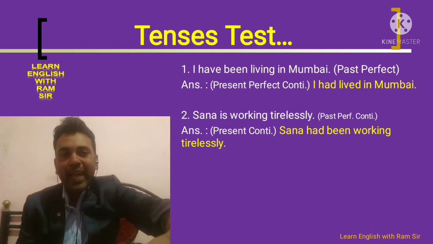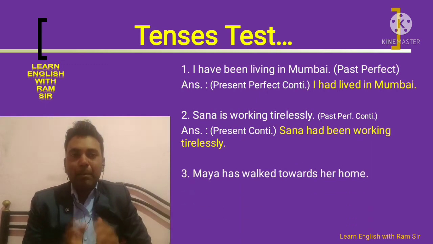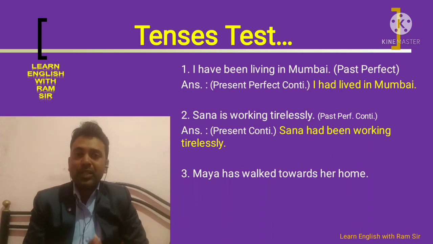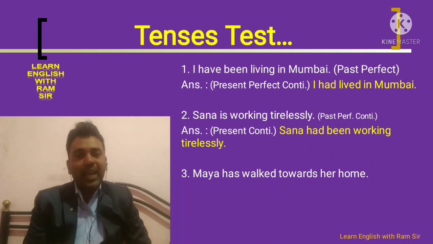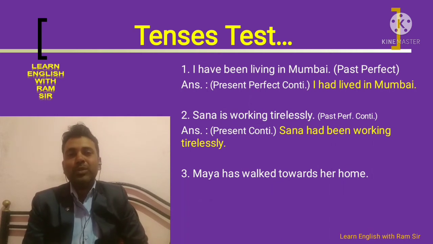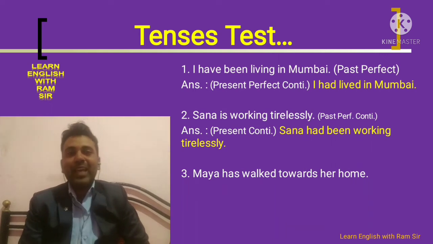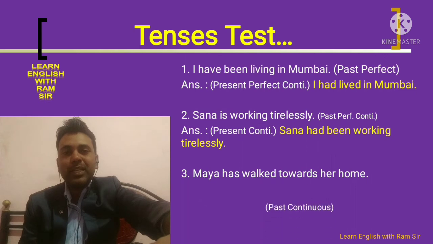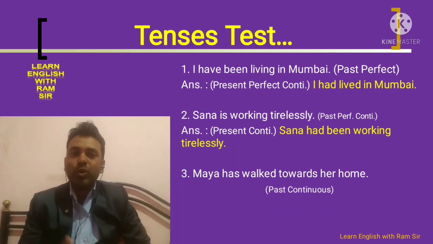Now be ready and solve the third one. Now you can see the third example on your screen. Maya has walked towards her home. Has आया हुआ है, उसी के साथ में past participle है verb का, that is walked. And definitely यहाँ पे अगर past participle है, has आया हुआ है, तो definitely वो tense कौन सा है? ये tense है present perfect tense. And now you have to convert this particular statement into past continuous tense. तो पास्ट कंटिन्यूस में इसको कन्वर्ट कर देना है.